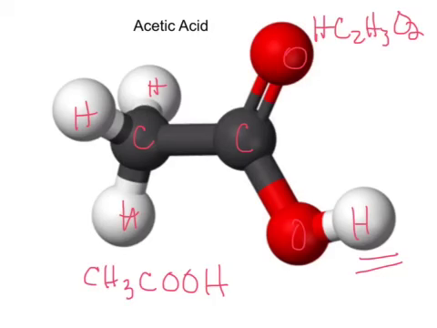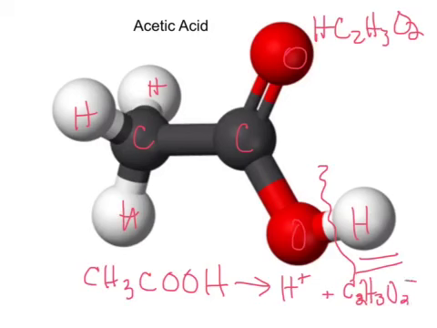Now, it's a weak acid, meaning it doesn't completely ionize. So some of these hydrogens are going to come off of here and leave us with hydrogen ions, and what's left over are going to be the acetate ions. And as we said before, this only happens to a certain extent before the system reaches an equilibrium, at which point we would actually have all three of these species present.